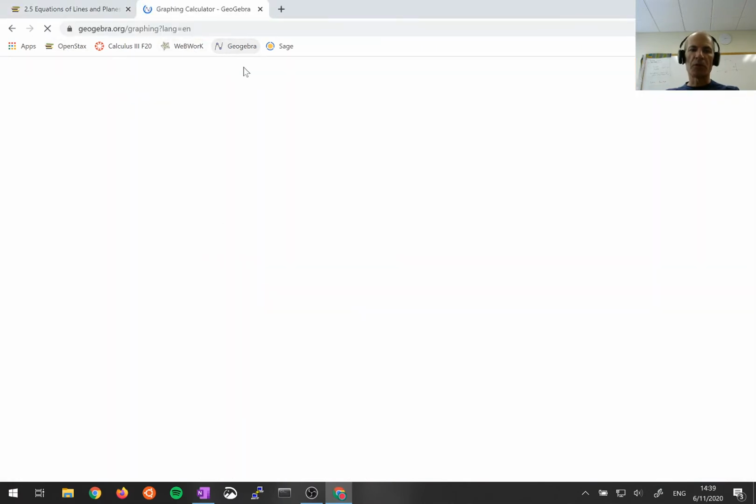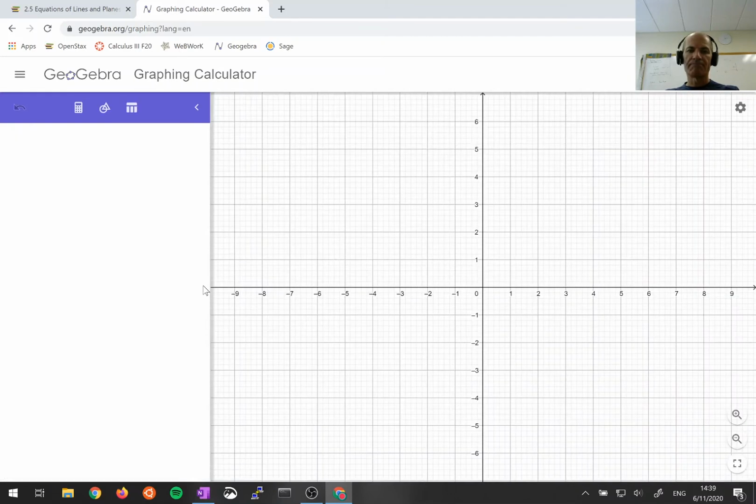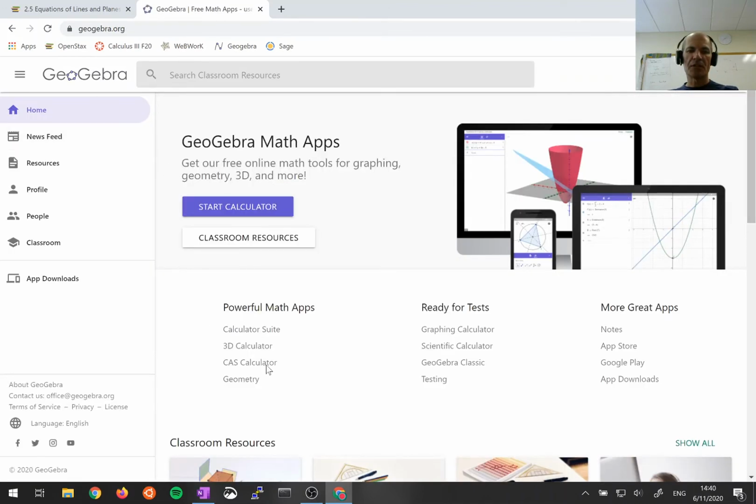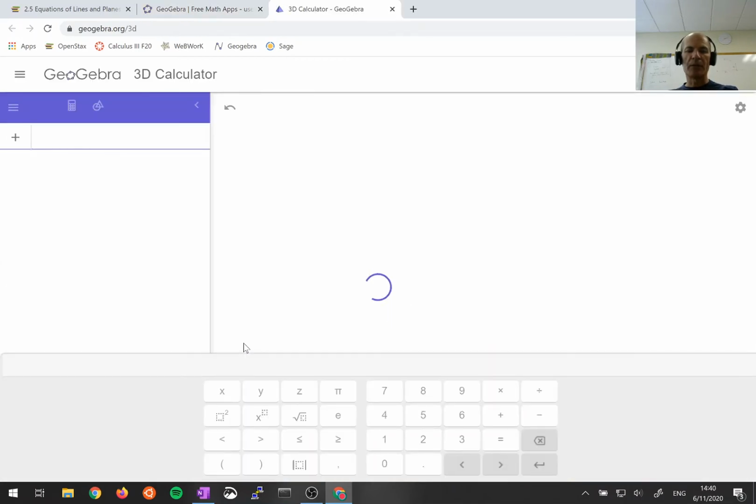GeoGebra has a really wonderful 3D plotting tool that's not too difficult to use once you get used to it. My link here goes to the 2D plotter, so I'm going to go to the main home page and go to the 3D plotter, which is down here, 3D calculator. There's probably a way to get there from the 2D plotter, I just don't know what it is.